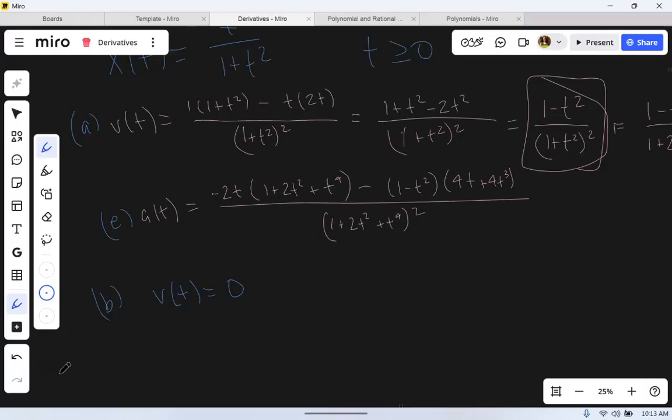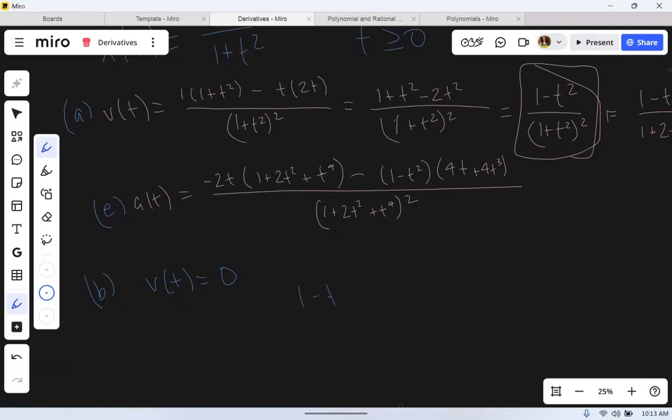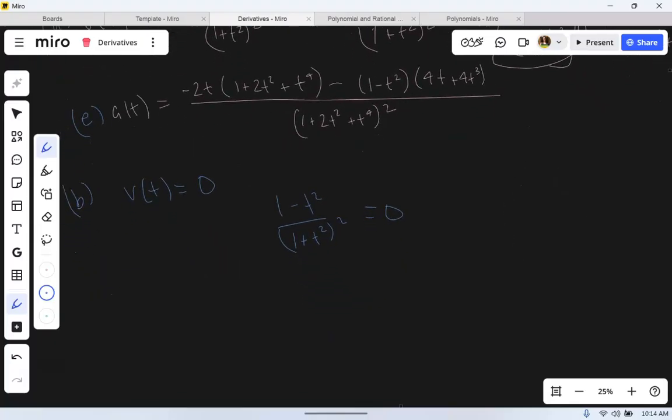Now here's where it gets sticky, right? If I have a fraction that equals 0, the only way to get 0 is if the top is 0. If the bottom's 0, I'm undefined. That doesn't make it 0. So if you're ever in this situation, you just take the top and ask, when does that equal 0? That is a much easier solve. Positive 1. So positive and negative 1. One of those answers does not make sense.